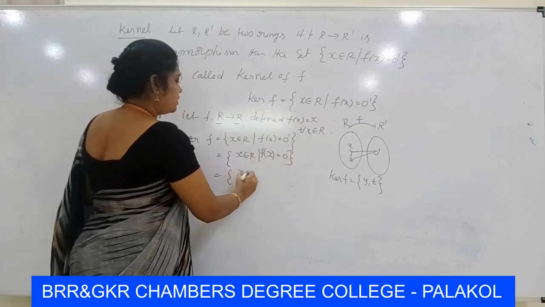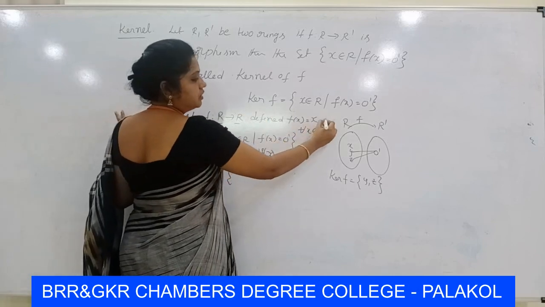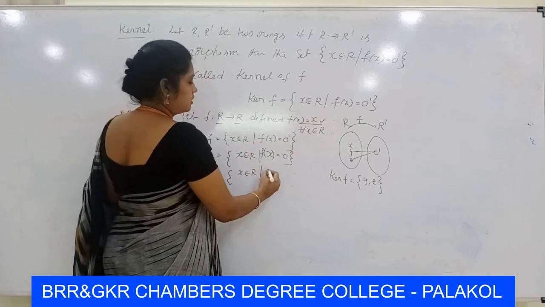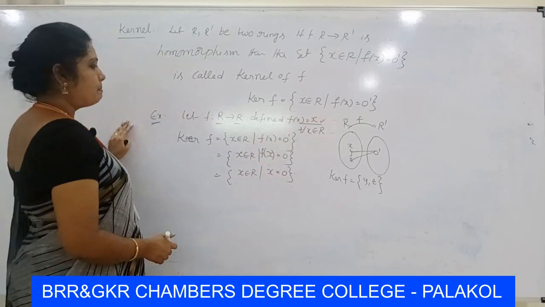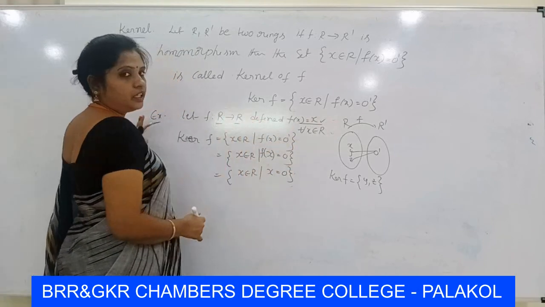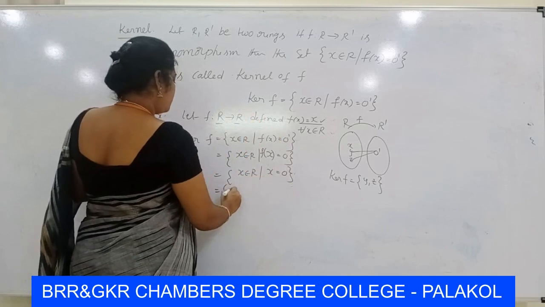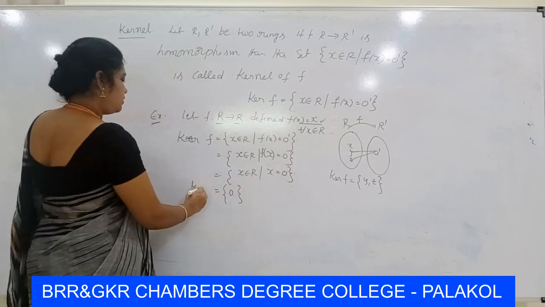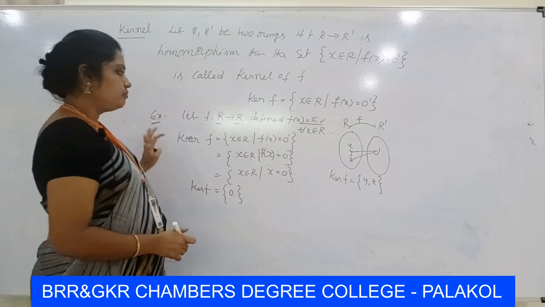So x belongs to R such that f of x, which is x, equals the zero element of the ring, that is x equals 0. That is, we have only the singleton 0. So kernel F is the singleton 0.